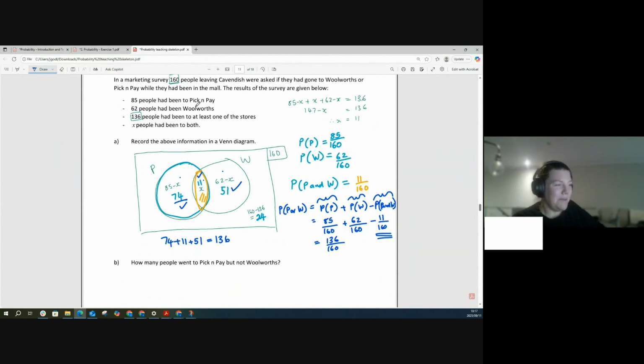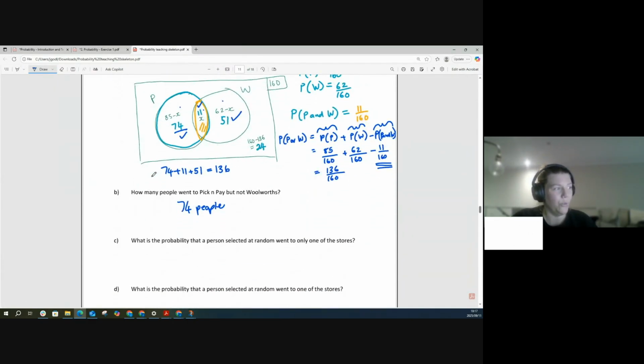Okay, so how many people, and they haven't asked probability, they've just asked people, how many people went to Pick and Pay, but not to Woolworths? Good. Good. 74 people. What is the probability that a person selected at random went to only one of the stores?